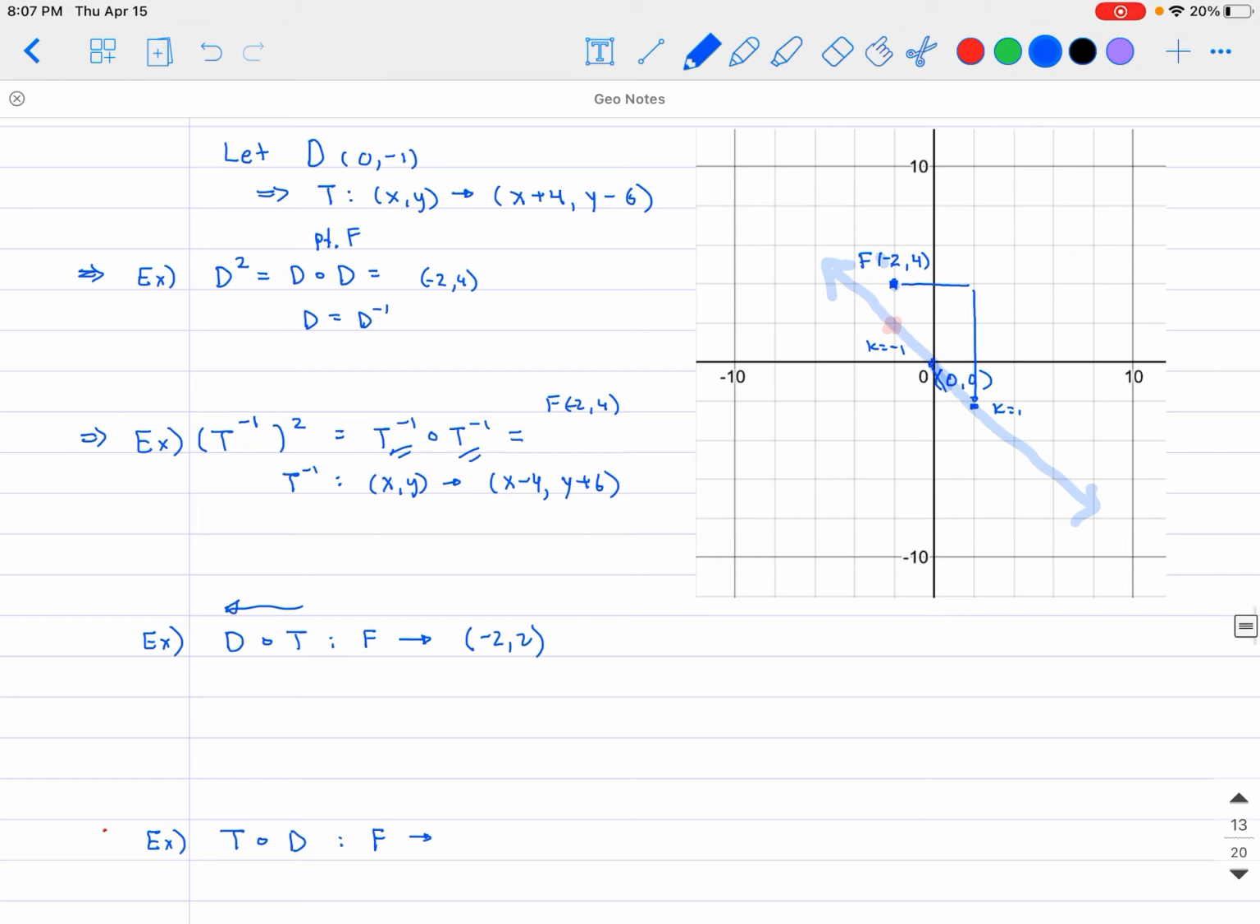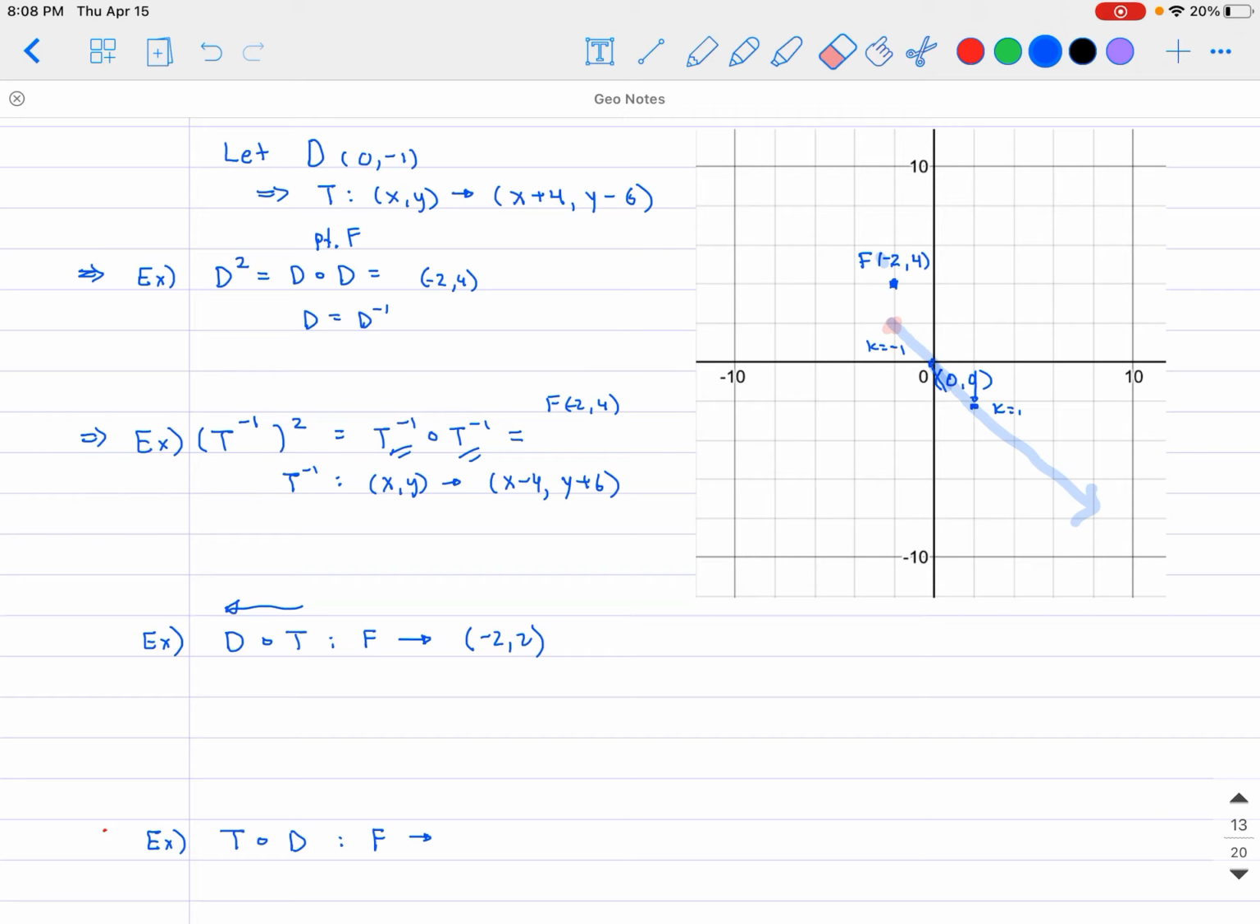Now let's see if the product of D and then T is going to be the same thing. Because if you remember the mapping, it doesn't necessarily give you the same result if you just flip it. It's not commutative. That's what I'm saying. Let's go ahead and flip that last one.